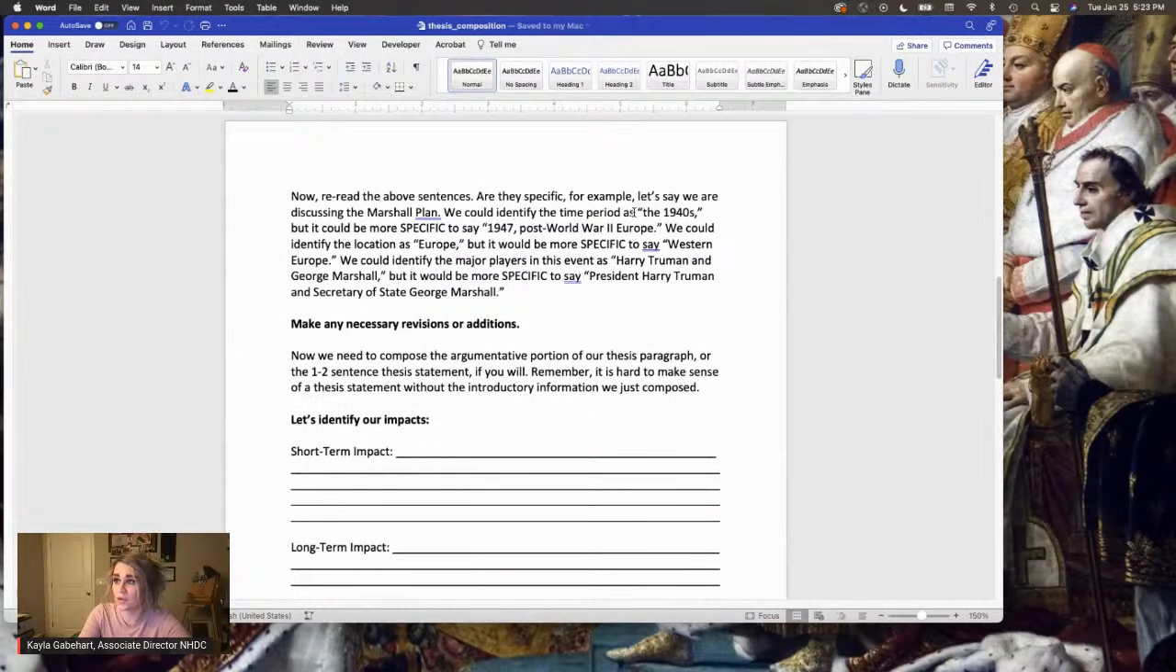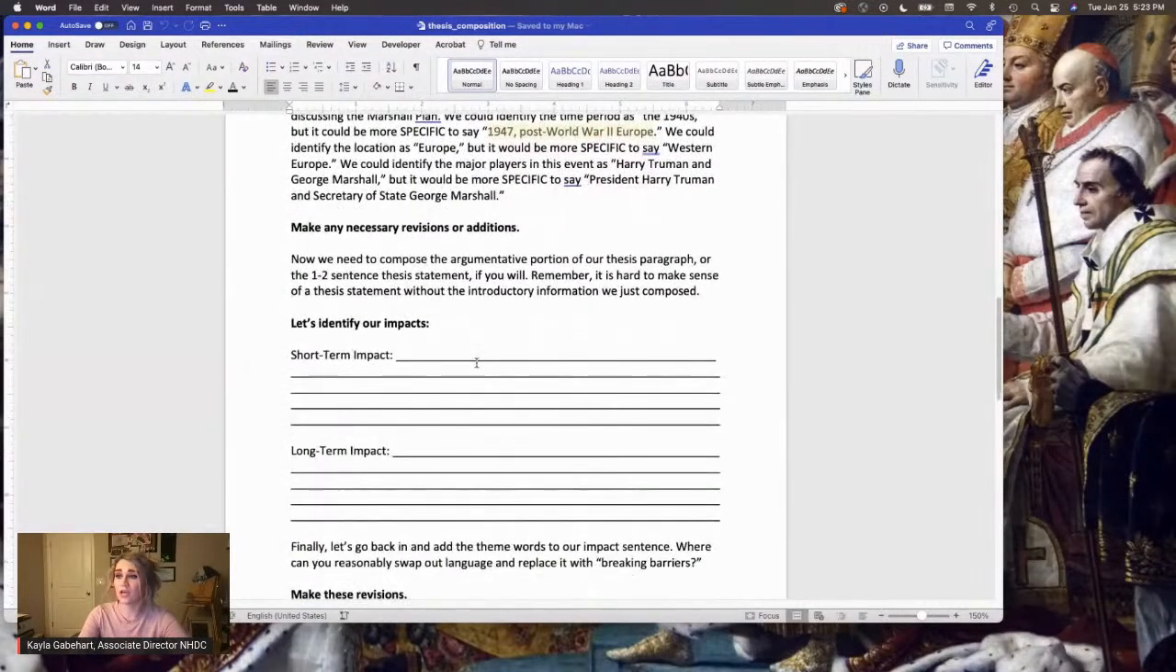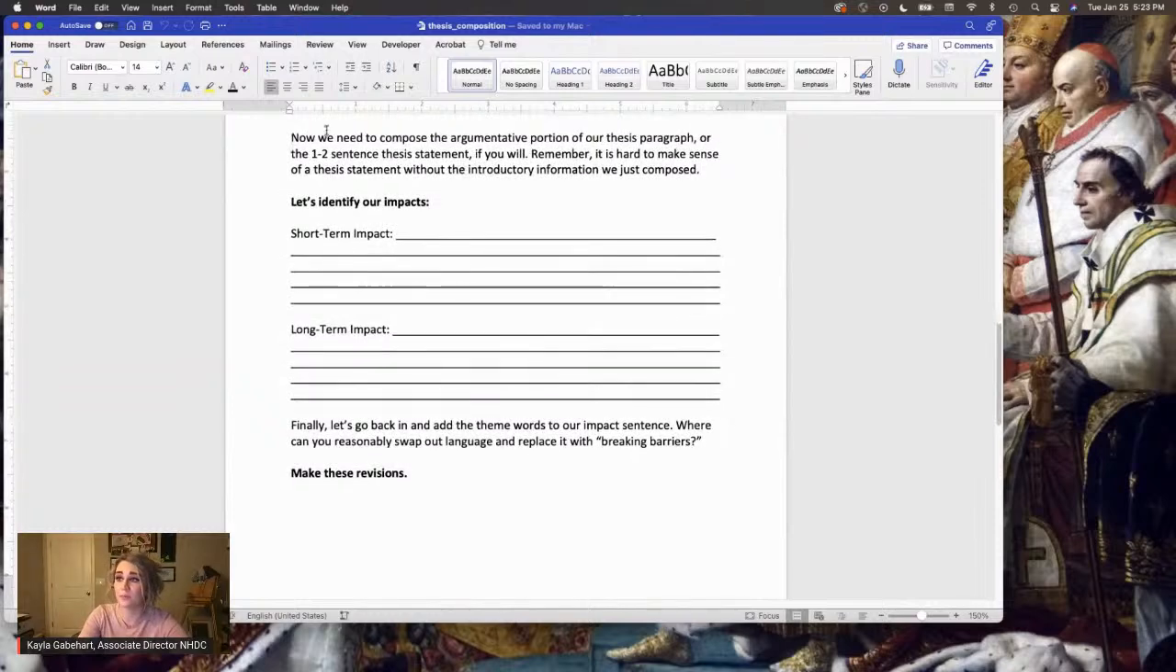So, Alexander may have originally said the 1940s. His revision or addition would have been 1947 post-World War II Europe. So that's what you're going to do. And then we're going to leave what we wrote above behind for a little while. We're going to identify our impacts.